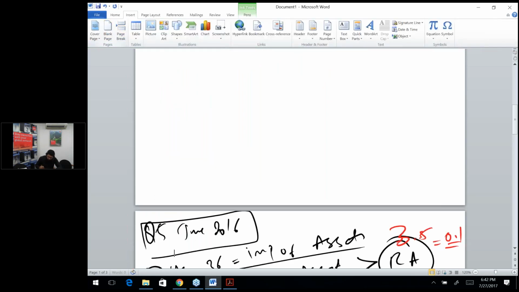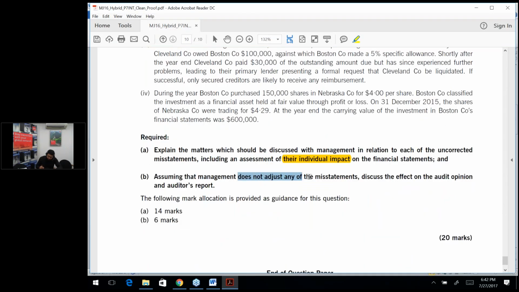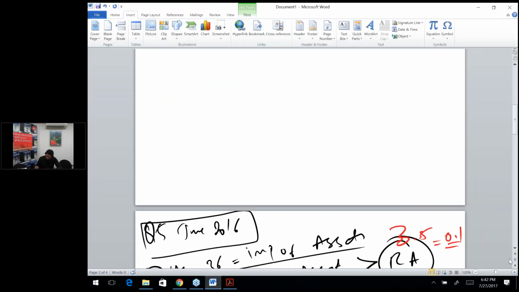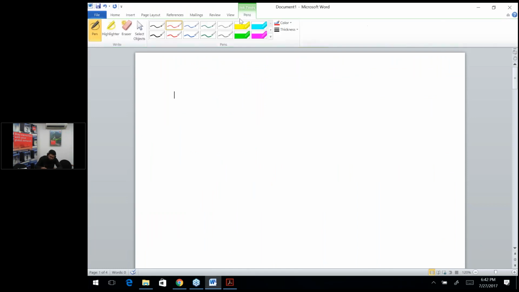Now, the next thing is that the question's requirement also says, assuming management does not adjust any of the misstatements, discuss the effect on audit opinion and auditor's report. So let's talk about the individual impact. If I talk about the individual impact, this 400,000 divided by the profit before tax of 6.4 million gives you what percentage? Can anybody share that? What is the percentage?